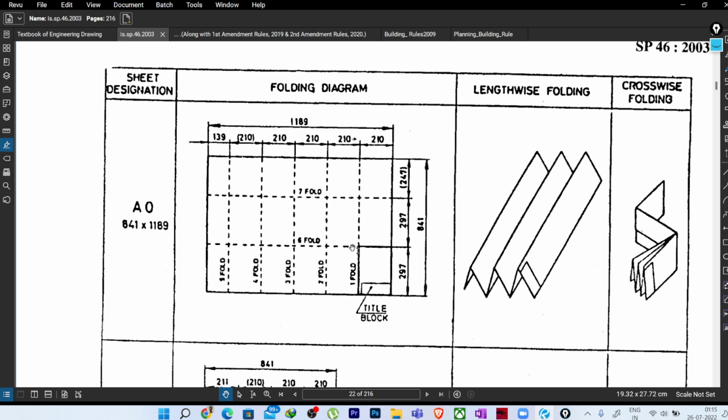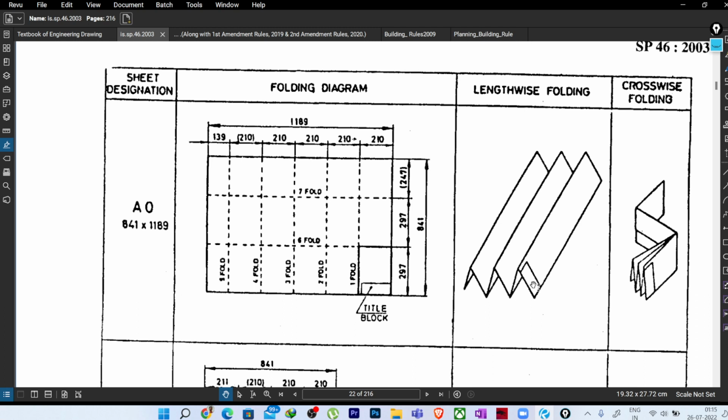Now, the one thing you need to always keep in mind is that the title block, on which the title of this drawing and other information are written, should be visible at the top. So you need to fold the drawing in such a way that this title block is visible. Whenever you are folding like this, see, this title block is visible here. So whenever someone gets this drawing, when he sees this face of the paper, he will have a clear idea about what drawing is in this folded paper.